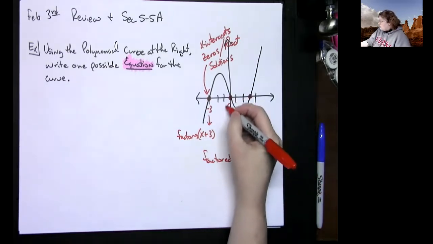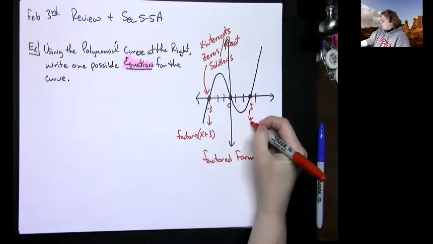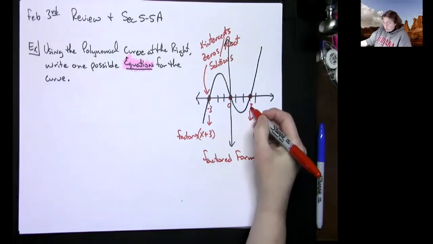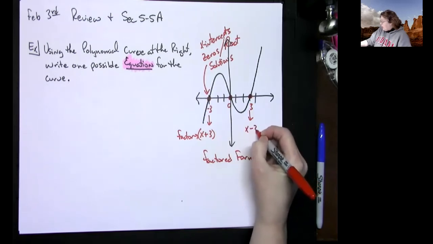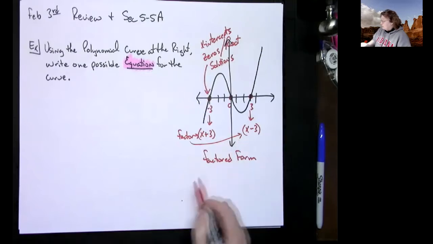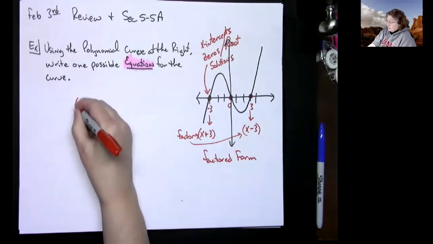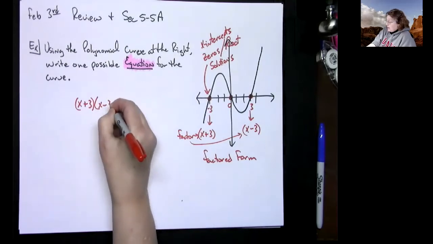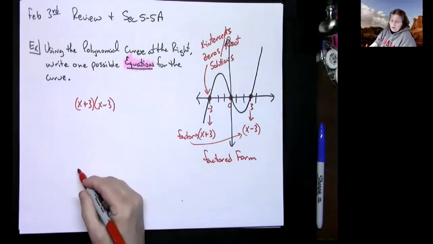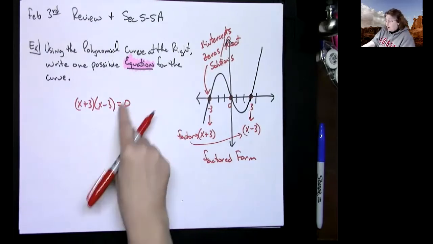This one is a little bit trickier. We'll address that in a minute. Then for this one, if 3 is a root, then x minus 3 has to be a factor. So that also has to be a factor. There are two factors right there: an x plus 3 and an x minus 3. I know I want an equation, so I'm going to say equals 0. As long as I've got an equal sign, I now have an equation.